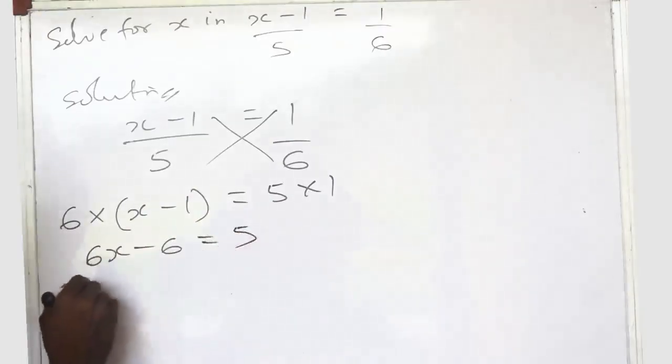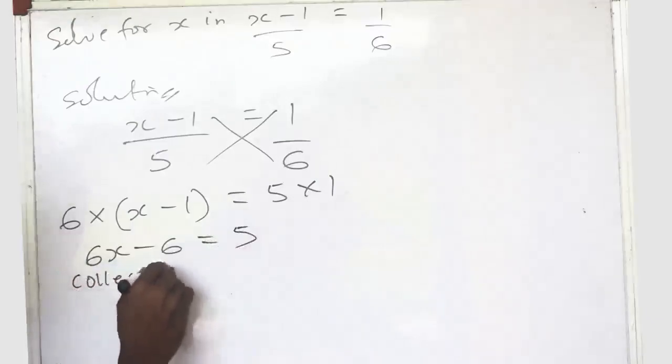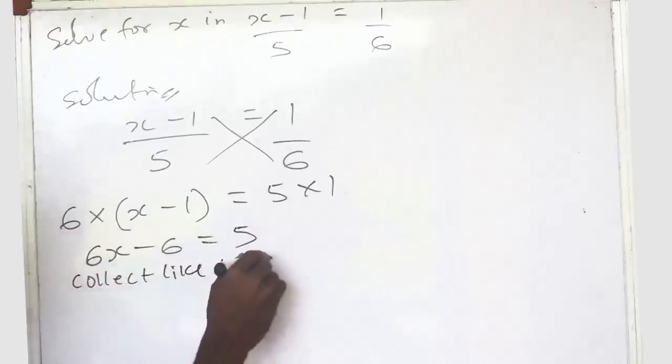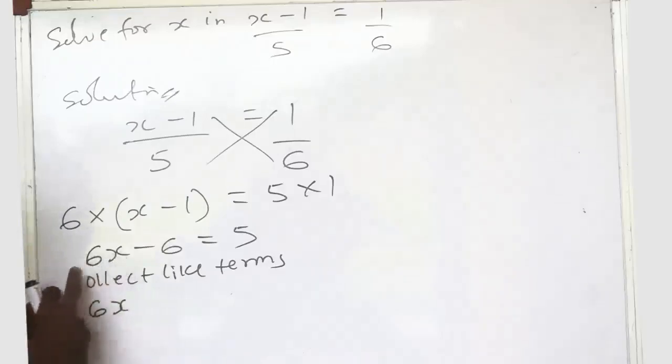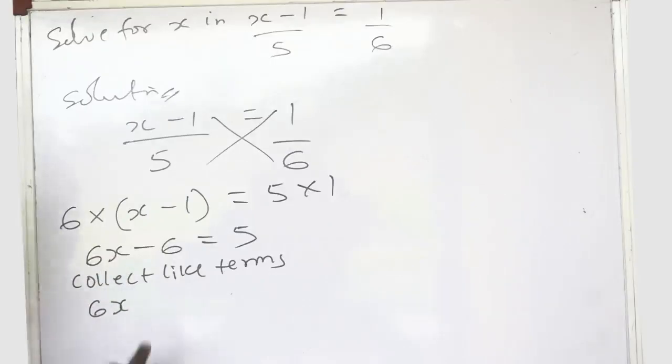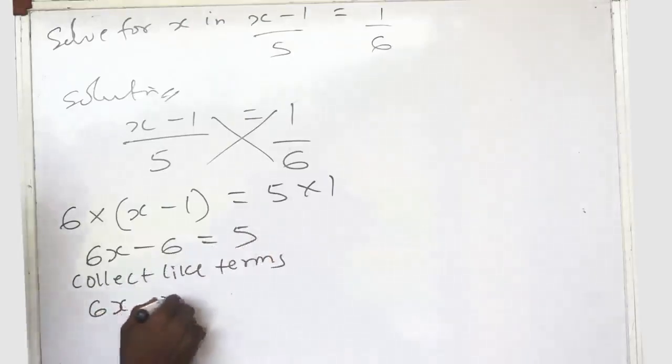Therefore, we say collect like terms. So we have 6x minus 6 equals 5. If you collect like terms, you want to arrange it. The algebraic rules make it clear that the coefficient and variables must be at the left hand side. This is a variable, this is a coefficient, they must be at the left hand side, whereas constants must be at the right hand side. We have minus 6 and 5. We push them to the right hand side.